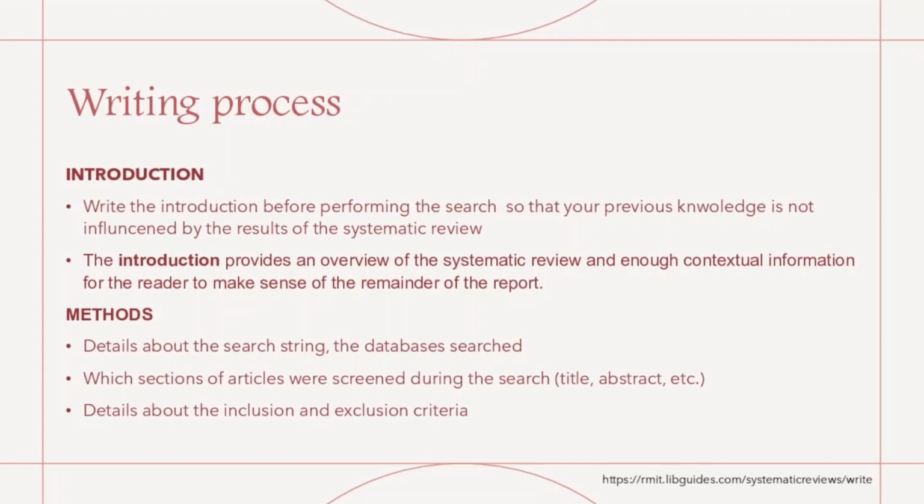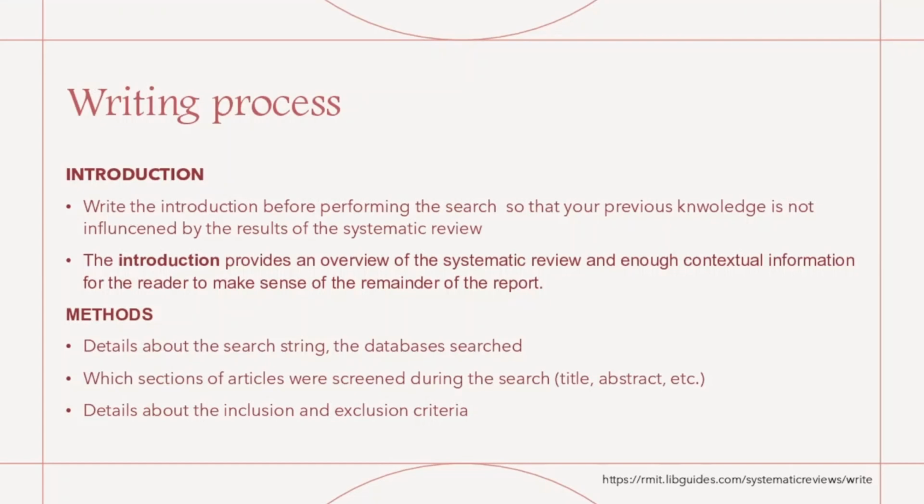Then there's the methods section, which should be well structured in the case of a systematic review, but which can be, let's say, less organized in the case of a narrative review. In this section, you should write the details of your search string and the databases that you searched.